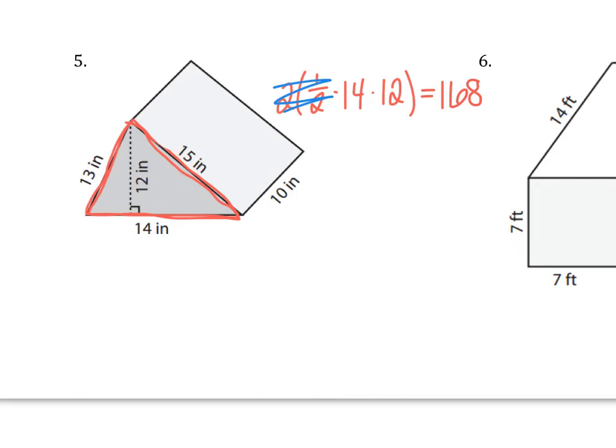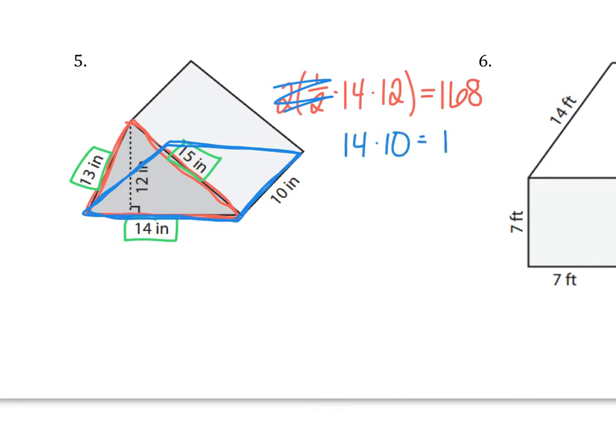Now for our rectangles. Just like last time, if I look at the 3 sides of my triangle, 14, 13, and 15, none of them are the same, so none of my 3 rectangles are going to be the same either. So let's start with maybe the one that's on bottom. The rectangle that's on bottom here is a 14 by 10 rectangle. And there's only one of those, so I'm not going to double that. 14 times 10 is 140.